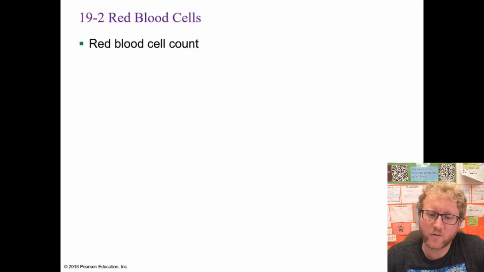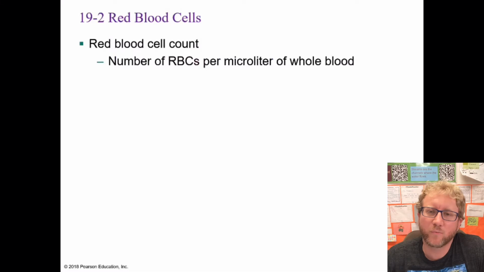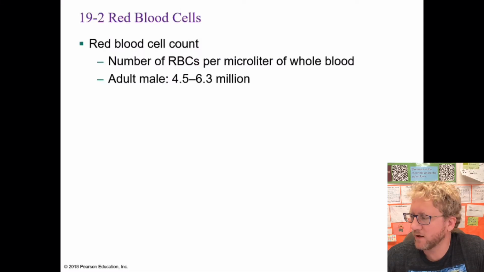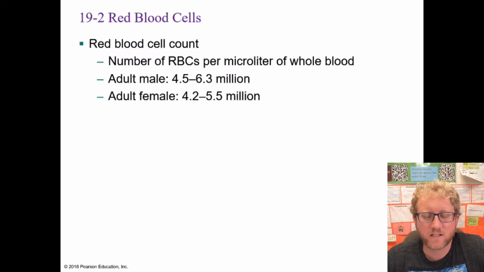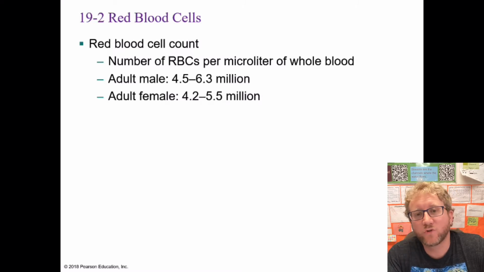Red blood cell count, that's really important. It's a standard blood test, which is the number of RBCs per microliter of blood. Now, in adult males, anywhere from 4.5 to 6.3 million. In females, it's a little bit lower, 4.2 to 5.5. There are certain diseases that are characterized by very low RBCs, like anemia. You can also have too high a red blood cell count.